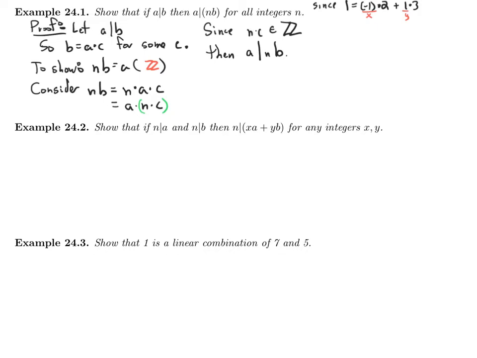Let's try 24.2. So if you have a number n and it divides A, another number n that divides B, we need to show that n divides a linear combination of A and B. So let's see if we can do that. Again, pause the video and try that.